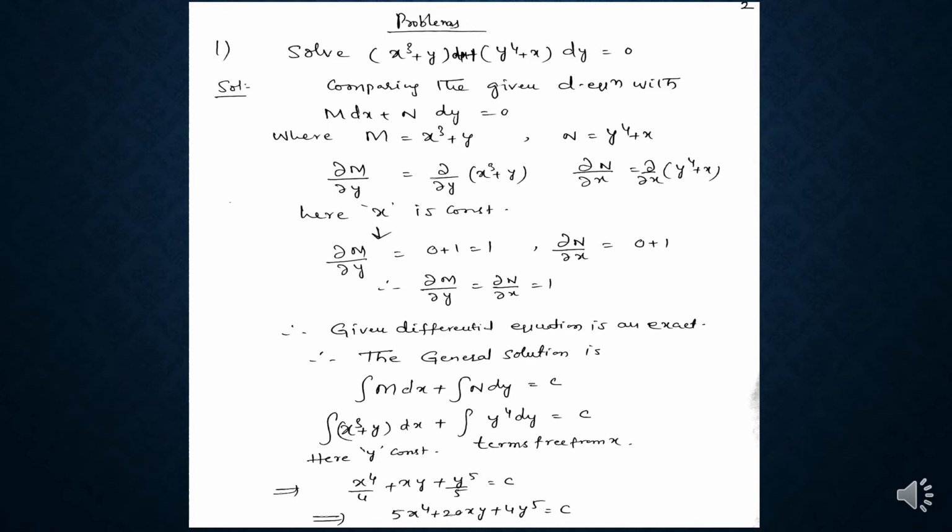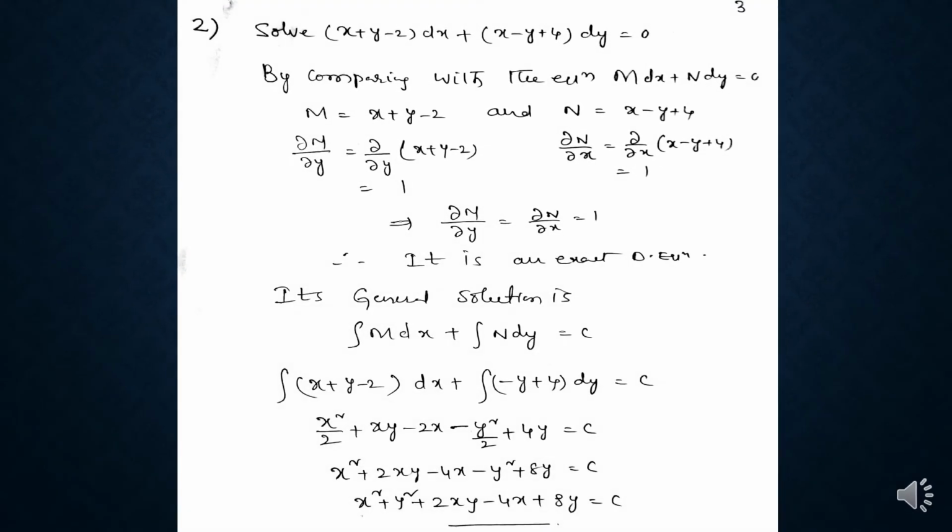Next problem. Solve (x + y - 2) dx + (x - y + 4) dy = 0.